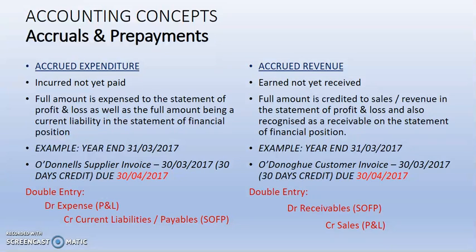So to use the same example, the year end for me will be the 31st of March 2017. I have a customer invoice which I have issued on the 30th of the 3rd 2017 to O'Donoghue's. I'm going to give them 30 days credit, and they're not due to pay me until the 30th of April 2017. So the correct treatment for the double entry would be to debit the receivables as an asset and credit sales in the profit and loss.